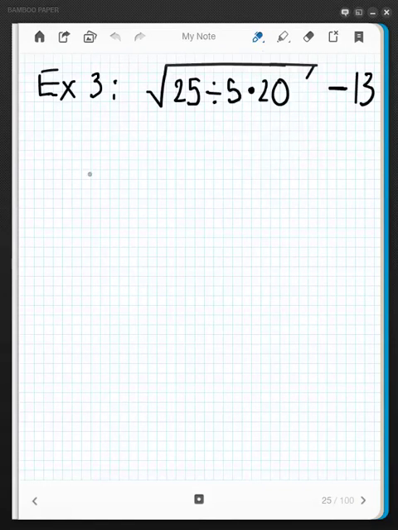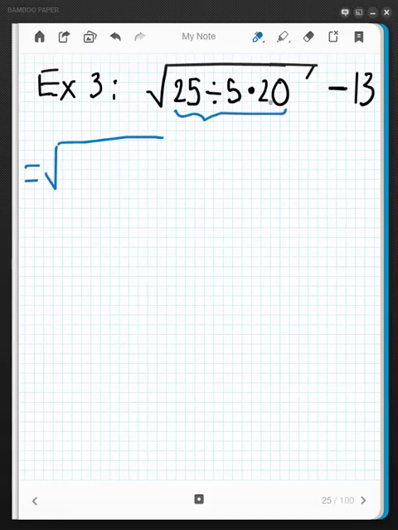Now, in this next problem, we have a radical. The radical can be considered a parenthesis, and it can also be considered an exponent because a radical actually is an exponent of 1/2. You'll learn that later on in an algebra class. But right now, this is acting like a parenthesis because there's several problems in here. So we're going to rewrite a radical here, and then we're going to simplify what's inside this radical.